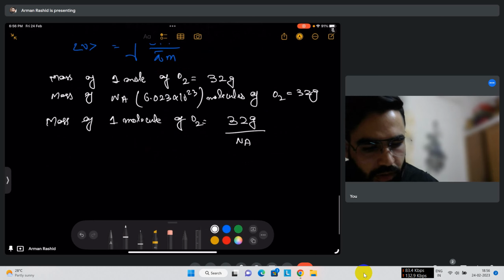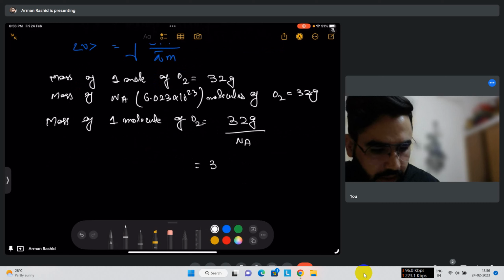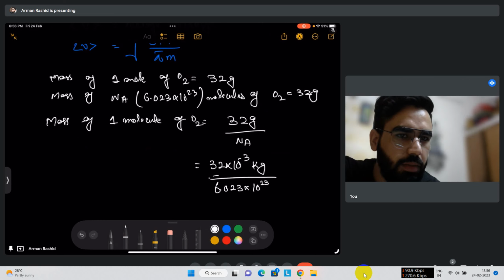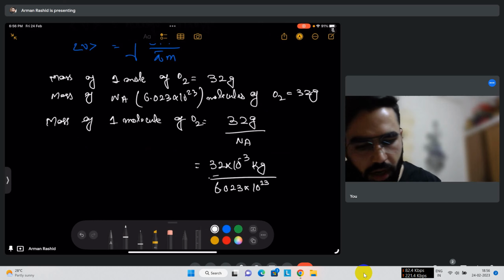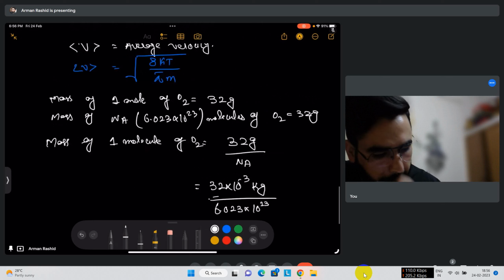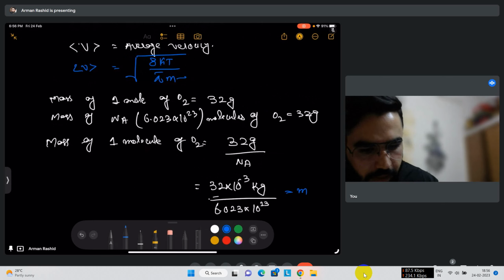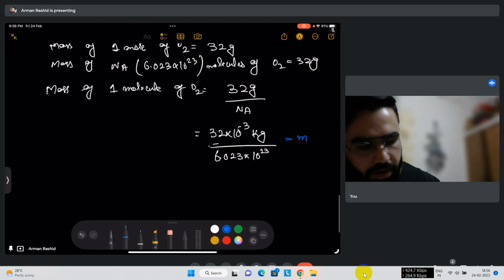It will be the molar mass, 32 grams, divided by Avogadro's number. So we can write it as 32 multiplied by 10 to the power minus 3, we'll put everything in the SI system, divided by 6.023 multiplied by 10 to the power 23. This is the mass of one molecule of oxygen, which is given by m, this parameter. So we have determined m.